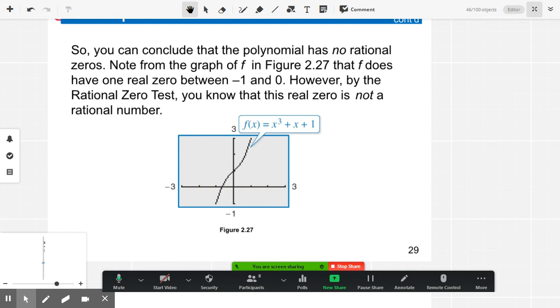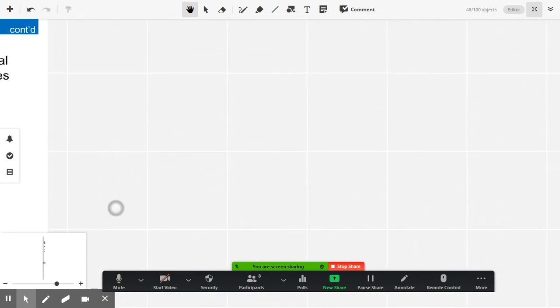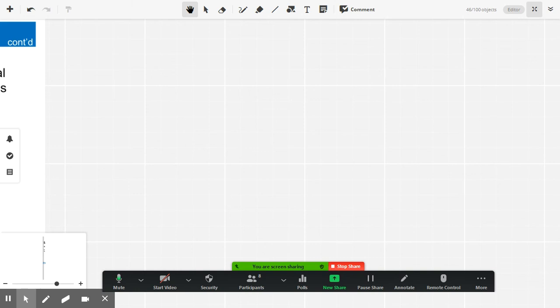So on the assignment, it's going to give you one. It's going to ask you to use the rational zero test to list all the rational zeros. And then it wants you to find all the rational zeros. All right, so here's the last thing. I'm going to give you one more example here, to show you how this is going to work on your assignment.